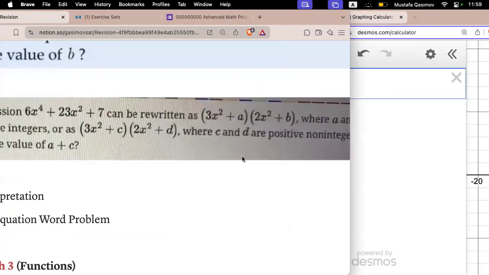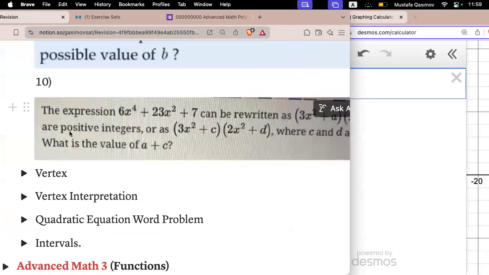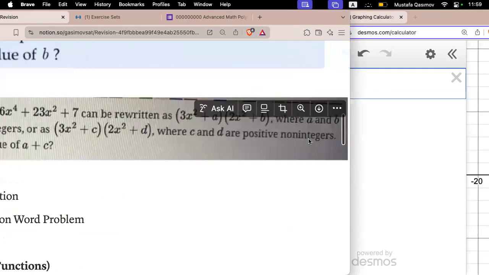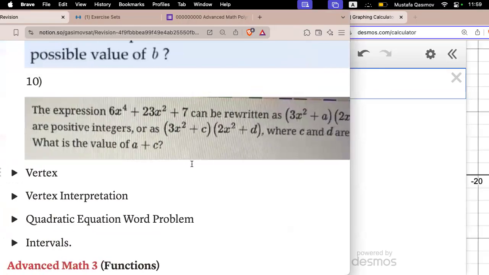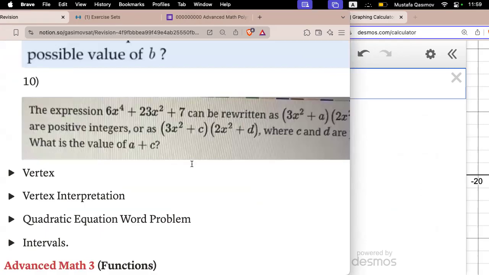Only difference is a and b are integers. C and d are non-integers. Okay? Do you know what integer is?